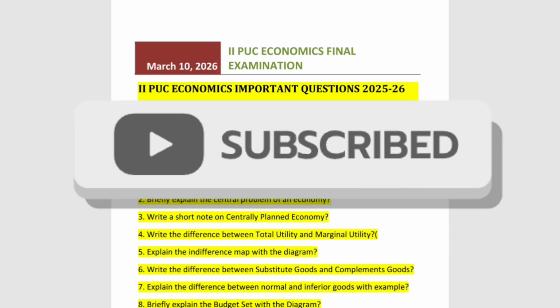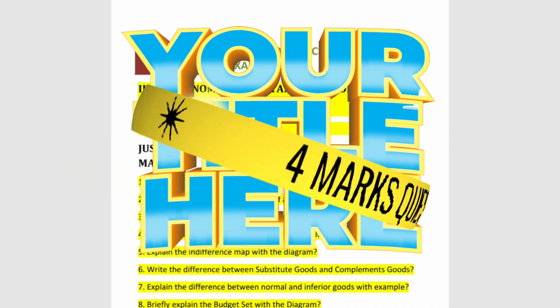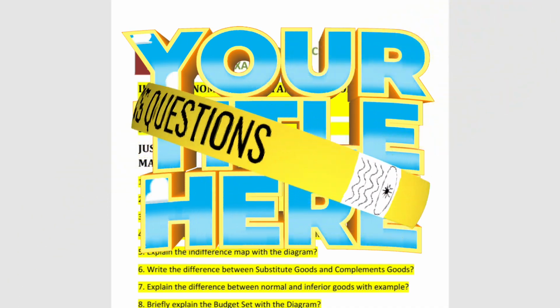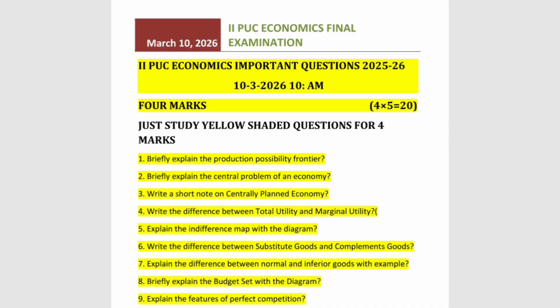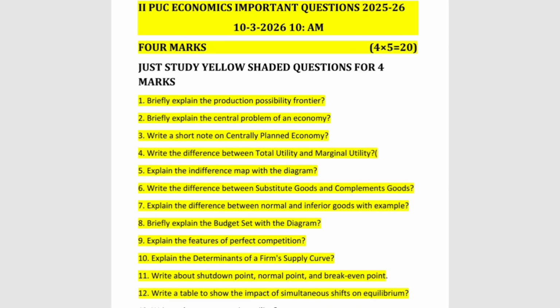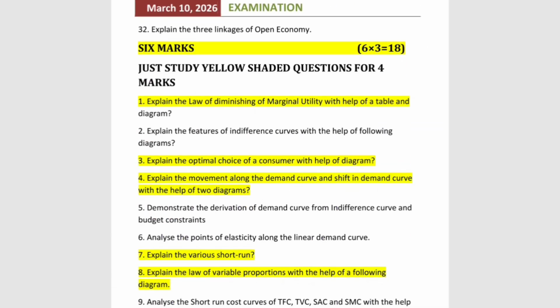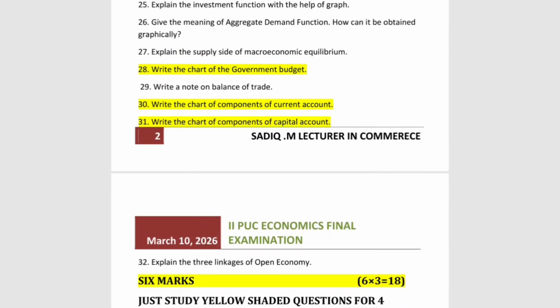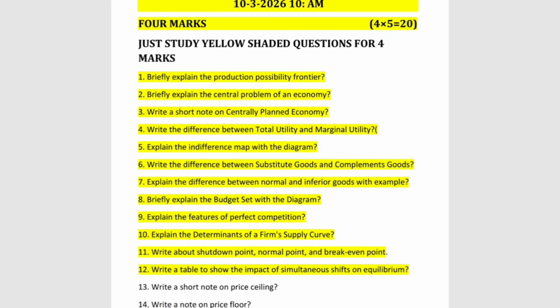So I'm discussing the first 4 marks questions. In the question paper, out of 9 questions we need to answer 5 questions. 5 fours are 20. So just study the yellow shaded questions for 4 marks. I have made 32 important 4 marks questions. Under that, you need to study only the yellow shaded questions for the 4 marks.